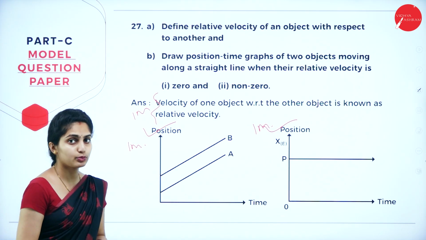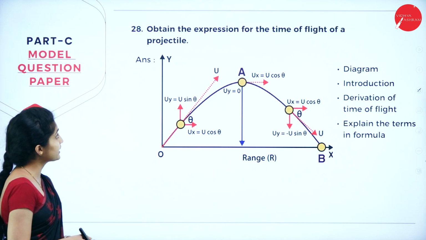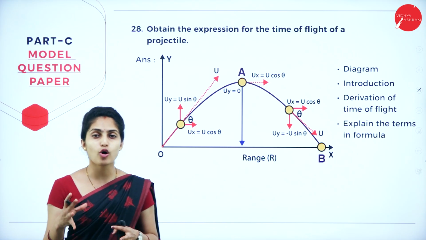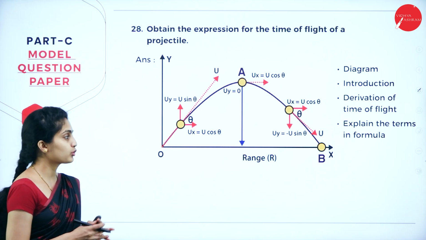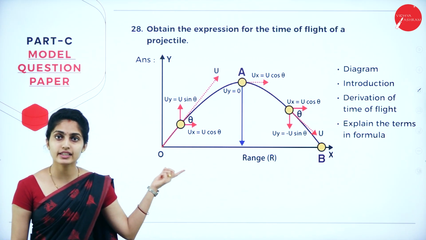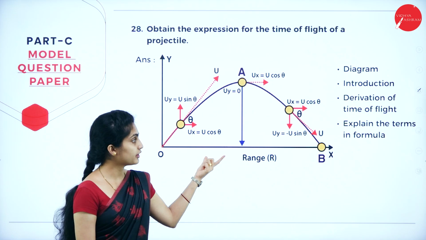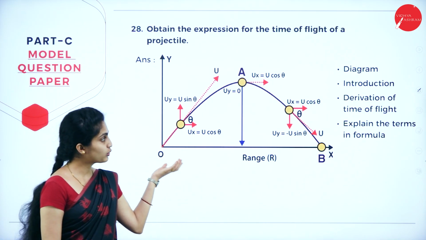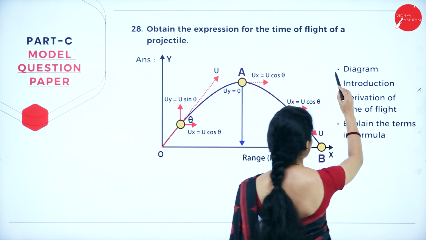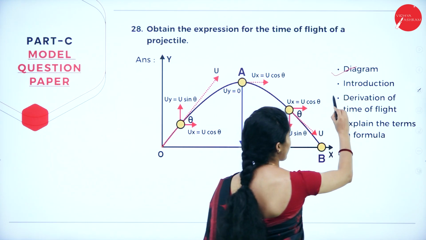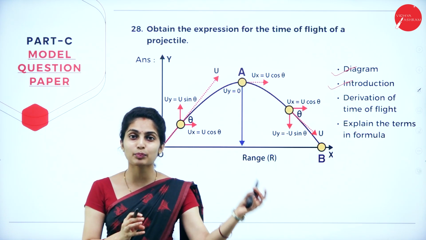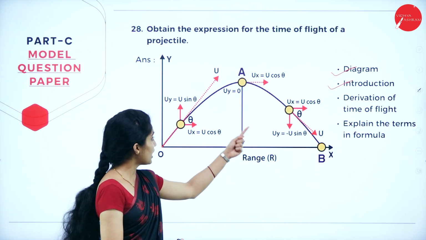So now let us move to the next question. So what does it tell? We will have to obtain the expression for the time of flight of a projectile. Okay, first of all you will have to draw the projectile diagram, which is given here in this slide. By drawing this diagram, you will have these set of points. One is that you will have to draw the diagram, and then you have to give the introduction to the diagram, that is, consider an object which is projected at a certain angle theta.